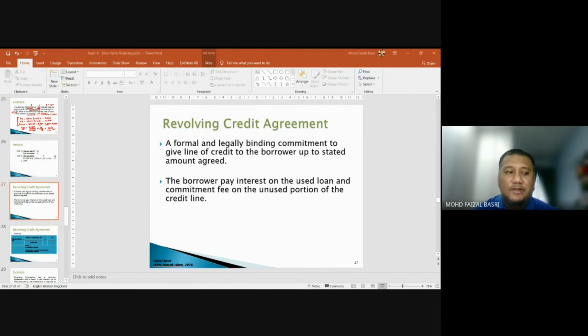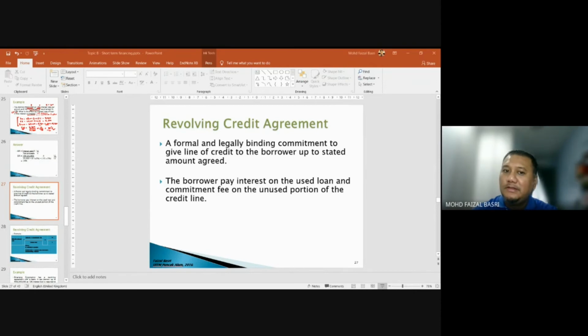So there are two parts. The amount you use, you have to pay interest. The amount you don't use, you have to pay commitment fees. So both ways you have to pay. But usually the commitment fees is much cheaper as compared to interest rates. Right? So this is the variation.